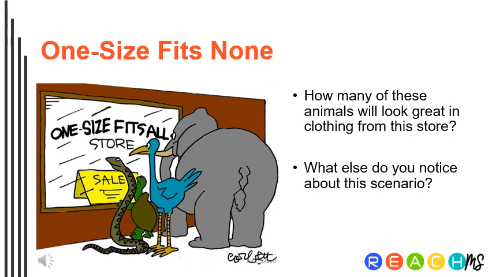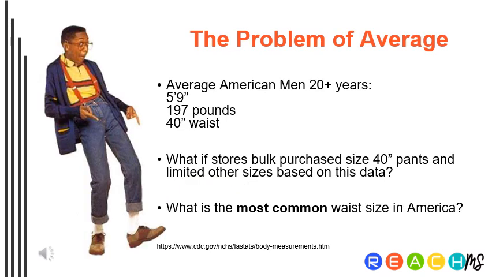One type of presentation or one type of materials is likely not going to hit a whole lot of students. We have a misconception in education sometimes that average means most commonly occurring, and it does not. For example, the CDC tells us that the average American man over 20 years old is 5'9", weighs 197 pounds, and has a 40-inch waist. What we know, though, is that the most commonly occurring waist size in America is 34 inches.